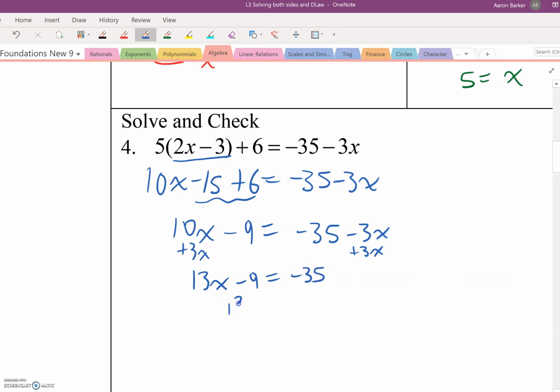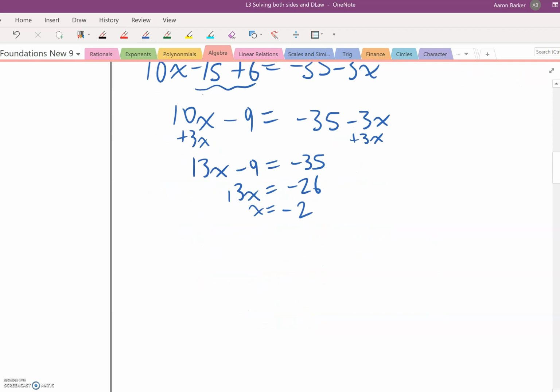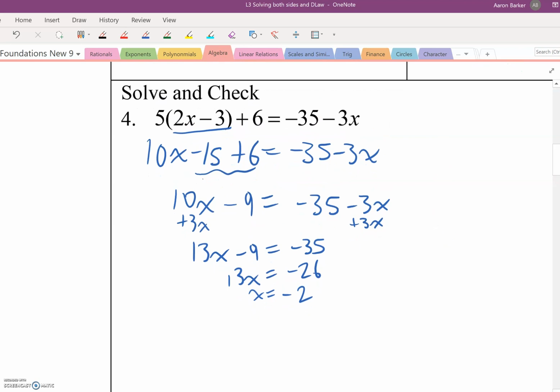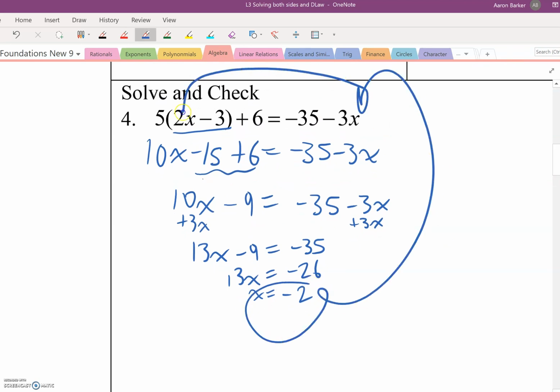Move the 9 over by adding, so negative 26. And then I'm going to divide by 13, so x equals negative 2. Now I think that's the answer, but I'm not sure. Got to do a check. The check will tell me. So I substitute negative 2 into the original question, those two locations for my x's.